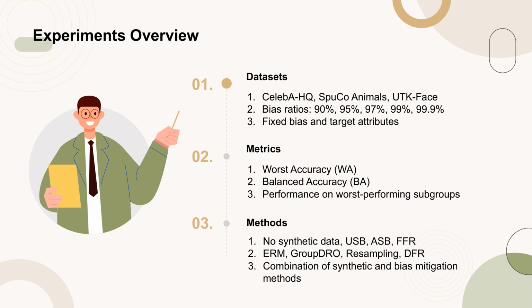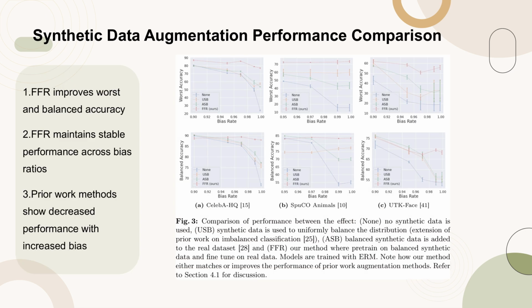We also implemented several methods to incorporate synthetic data, including USB, ASB, and our proposed method FFR. These methods were combined with empirical risk minimization, ERM, and other bias mitigation techniques such as group DRO, resampling, and deep feature reweighting, DFR. Figure 3 illustrates the comparative performance of our synthetic data augmentation method, FFR, against prior work methods, USB and ASB, across 3 datasets and various bias ratios.